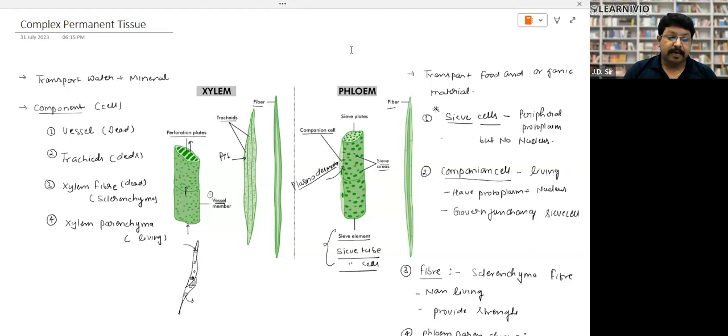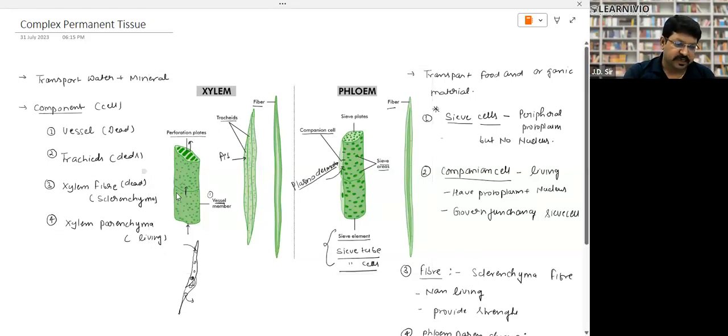Here, the xylem is made up of four different types of cells: vessels, which are dead, tracheids, which are dead, xylem fiber and xylem parenchyma. Xylem fibers are sclerenchyma only, and we have already covered sclerenchyma in detail. Xylem parenchyma are living cells, and we have already covered parenchyma because they are a simple permanent tissue, right?